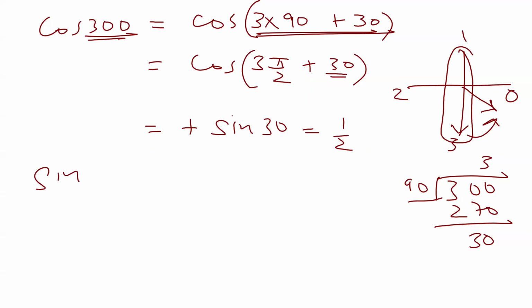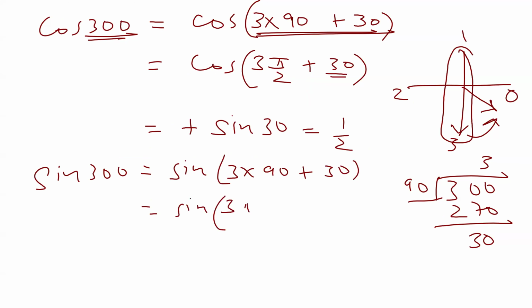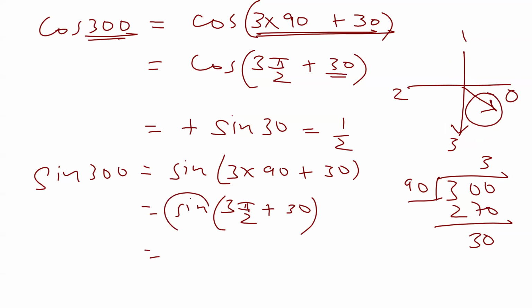So sine 300, the initial part remains the same: 3 into 90 plus 30, so 3 into pi by 2 plus 30. The arrow diagram is the same. So in this quadrant, the sign is negative, the fourth quadrant, right?